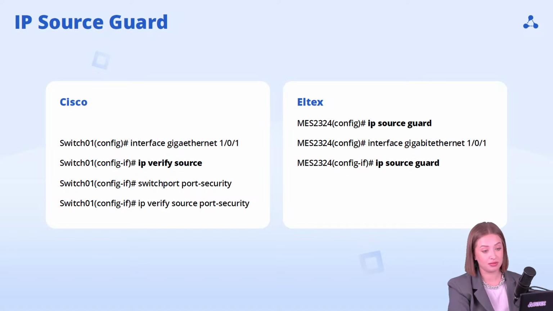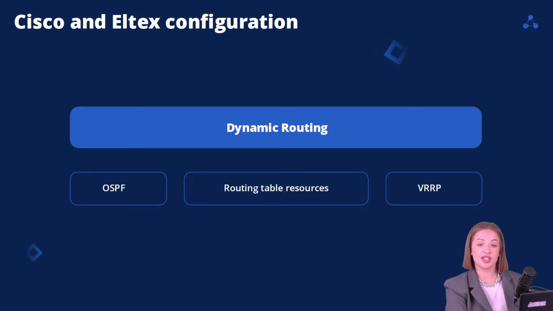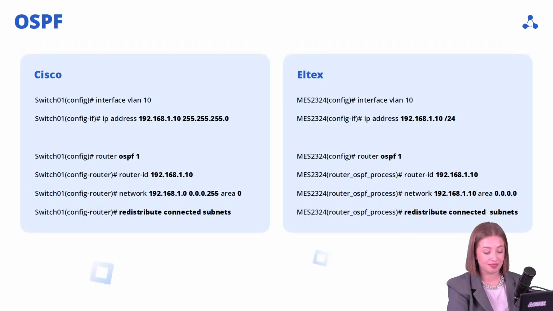Let's move on to our final section of our comparative analysis of Cisco and OTAX MES switch configurations. In this section, we will examine the configuration of OSPF and VRRP and discuss the allocation of routing table resources in the OTAX MES 23rd line switches. Let's start by configuring OSPF.